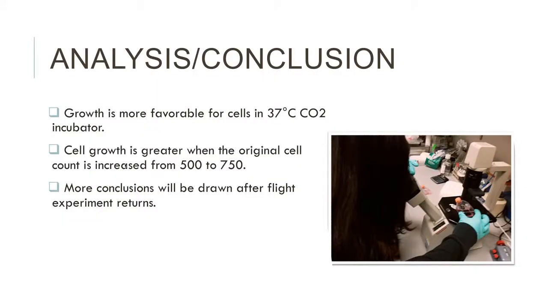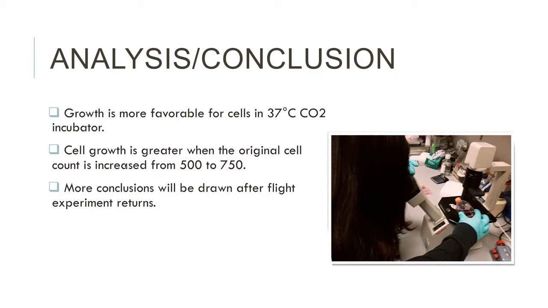So our conclusion: growth was more favorable in the incubator, and we think it's because the incubator mimics the internal temperature of animals, and that's where the cells come from. And the cell growth is greater when the initial cell count is increased from 500 to 750. And more conclusions will be drawn after our flight actually flies into space.